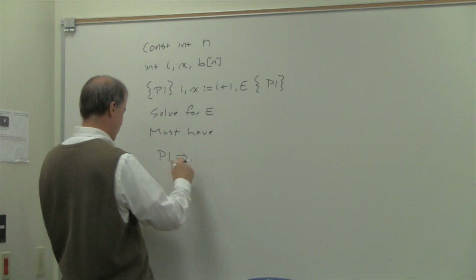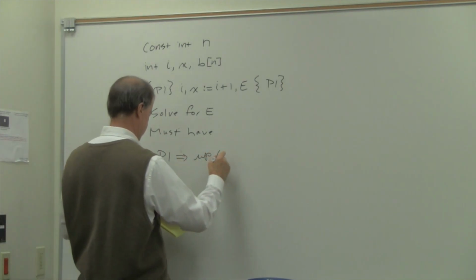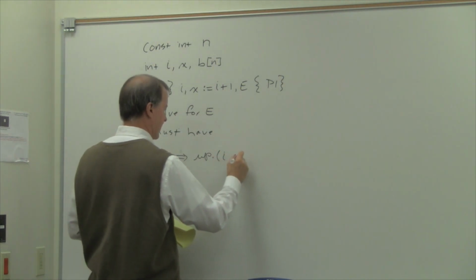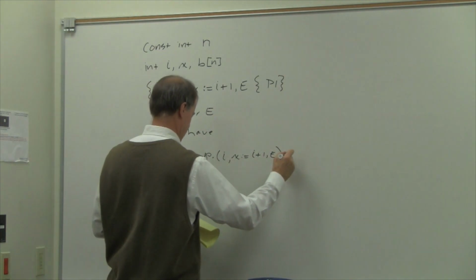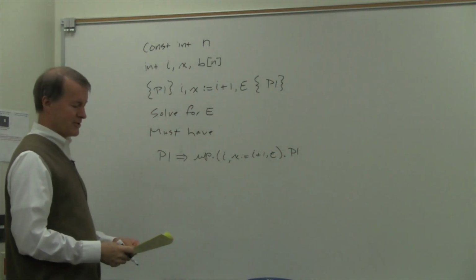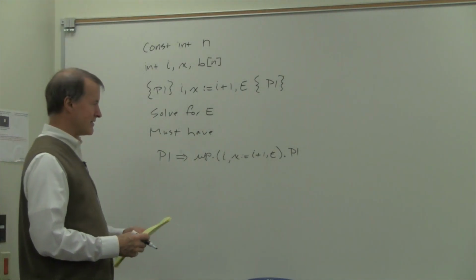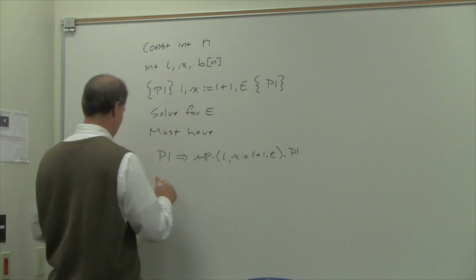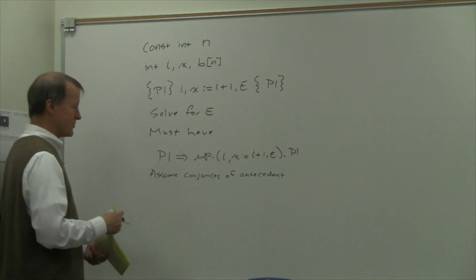So what would it be? P1 implies what? WP dot I, X gets I plus 1, E dot P1, right? And how do we always do this? Assume the conjuncts of the antecedent. So assume conjuncts. All right, so let's do the computation.